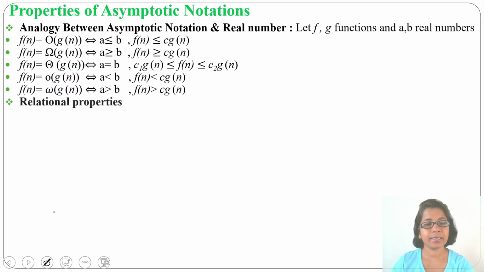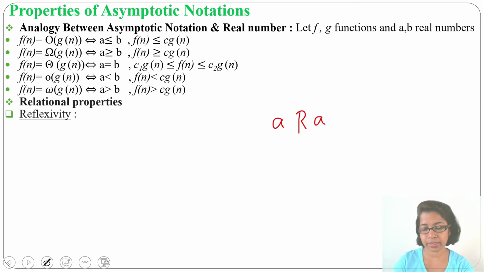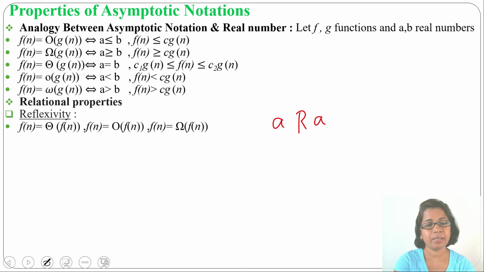Let's discuss relational properties. First I will discuss reflexive. What is reflexive? If A is related to A, that is reflexive. It means one function is related to itself. How does asymptotic notation satisfy the reflexive property? If f(n) equals theta of f(n), or f(n) equals O of f(n), or f(n) equals omega of f(n), then we say it satisfies the reflexive property.